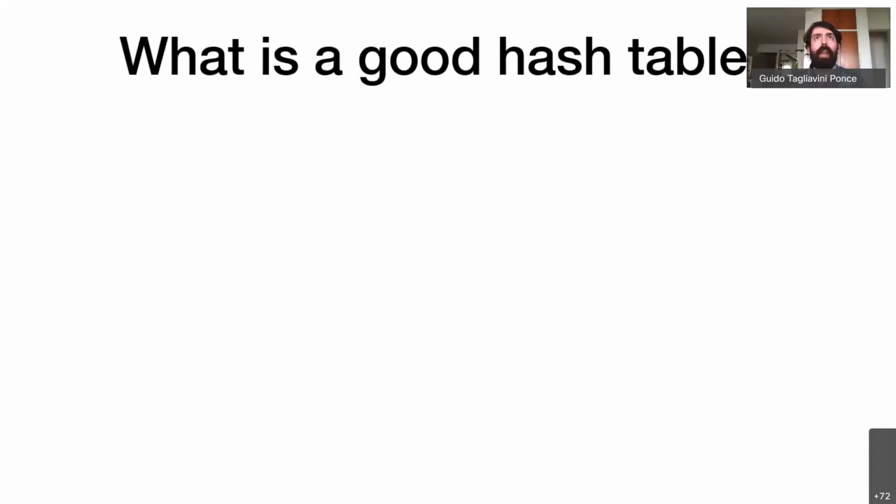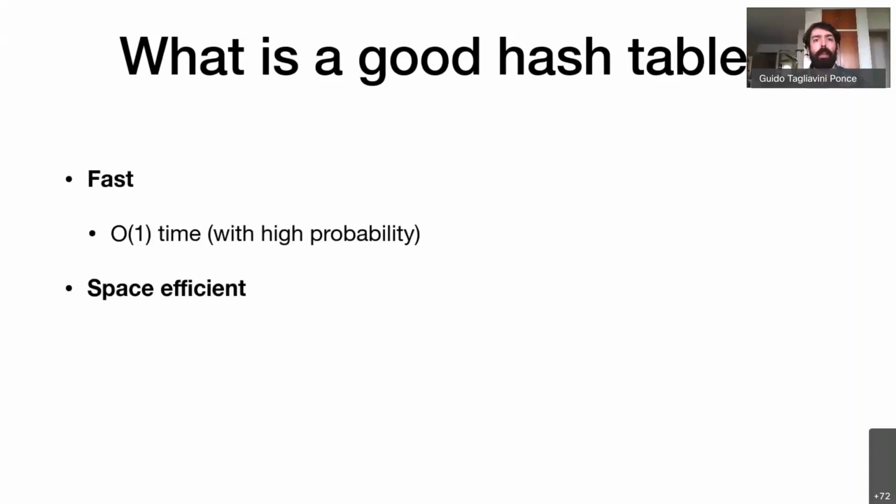So what constitutes a good hash table? What properties do we want from them? I want it to be fast, meaning that every operation runs in constant time with high probability. The high probability part means that it will run in this time almost every time. We also want it to be space efficient. And this could mean, for instance, that it uses O(n) space. So if your hash table uses 3n space or 50n space, then it's space efficient.